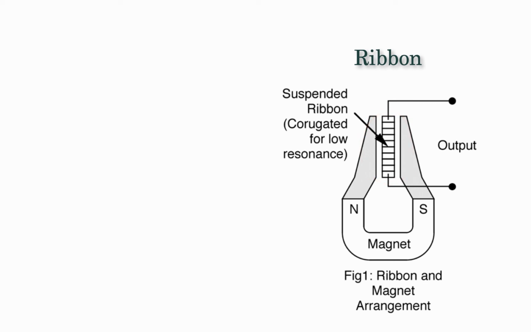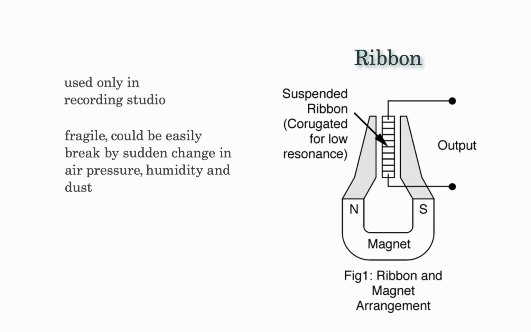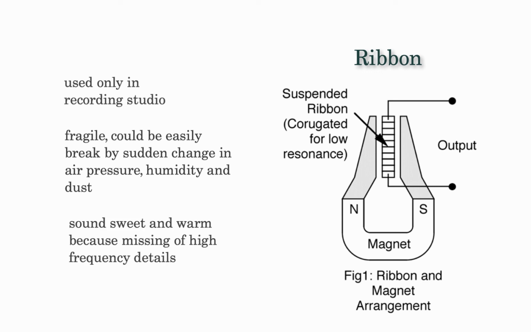Since the piece of ribbon is extremely delicate, the ribbon microphone is used only in recording studios for recordings of instruments. It needs to be handled with care because it could easily break by sudden changes in air pressure, humidity, and dust. Some people think the pickup of a ribbon mic is sweeter and warmer because there usually is a decline in high frequencies, that is, missing high frequency details.